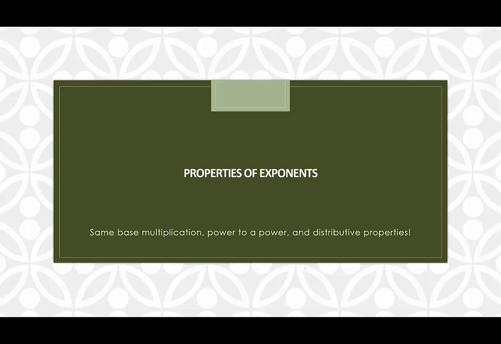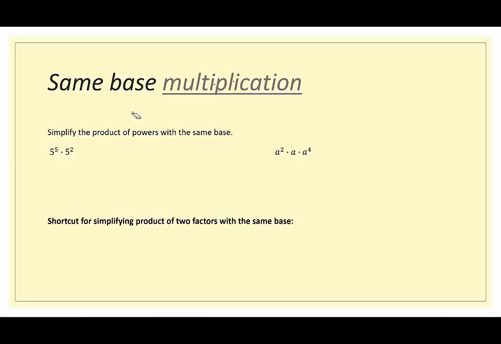In this video, we are going to go over the first three properties of exponents: same base multiplication, power to a power, and the distributive property. First up, we have same base multiplication. We're going to talk about why the shortcut or the property works, and then we're going to actually identify what the property is. So with same base multiplication, let's see if we can figure out how to go from 5 to the 5th times 5 squared to the final result where it's just 5 raised to 1 power.